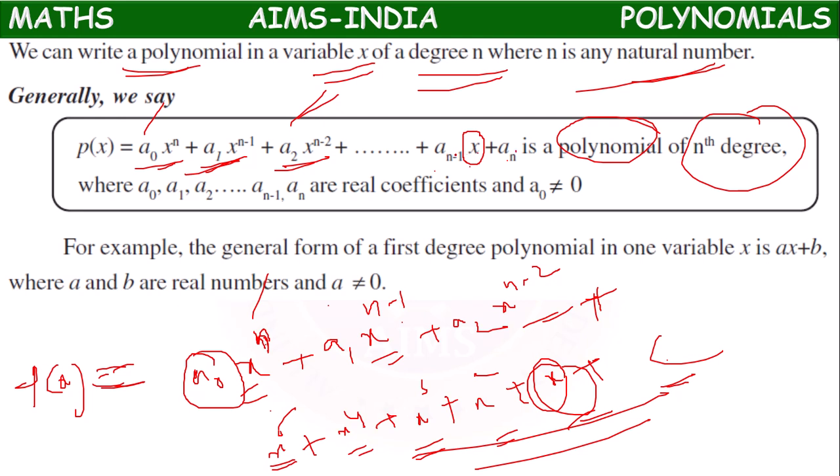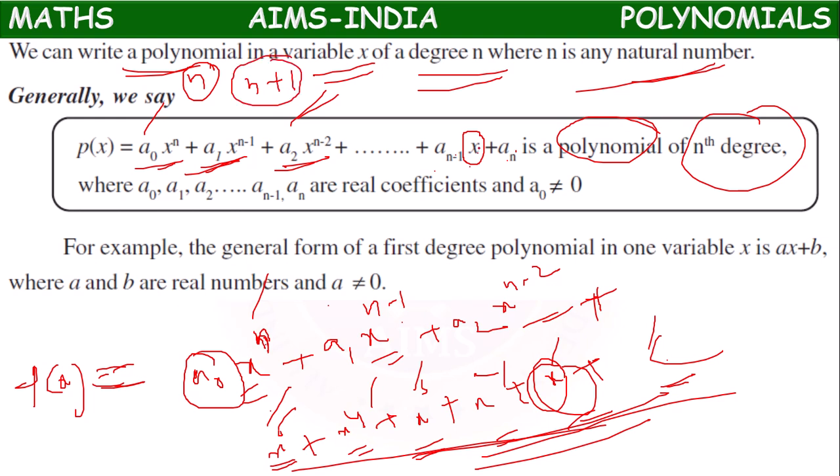Before the constant term, if we have degree 5, we will be having 1, 2, 3, 4, 5, 6 terms. If the degree is 5, then in the expansion we will be having 6 terms. If the degree is n, in the expansion we will be having n plus 1 terms. Total terms we will be having n plus 1 terms. For that, coefficients we have taken as a0, a1, a2, like that. We have started with 0.